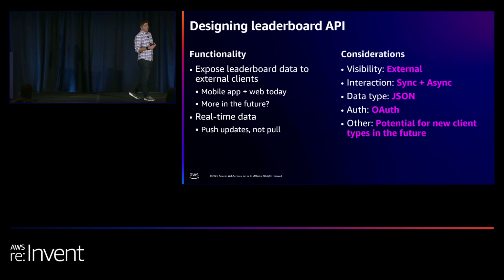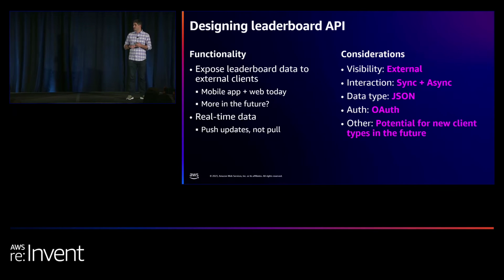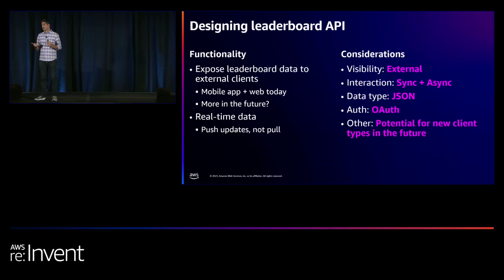We also want to be able to support real-time data use cases. Now, we'll talk about push versus pull in a little bit. We have a preference towards push. But we want to be able to keep that data up to date. And if you think back to the considerations that Arthi shared a few minutes ago, the visibility, of course, is external. There's both synchronous and asynchronous interactions with this API. And I'll talk about those again on the next slide. We'll just assume we're going to use JSON as the data type. It's convenient. And that we are going to put some sort of auth on top of this. We don't want everyone just being able to call the API, not necessarily knowing who they are.